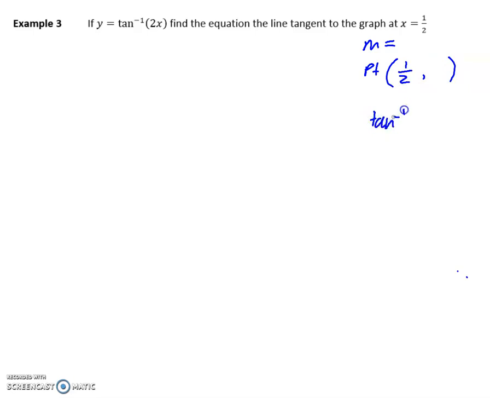So this is asking for the tan inverse of 1/2 times 2, which is really the tan inverse of 1. So when is tangent 1? The first place that tangent is 1 is at pi over 4. So that's what I'm going to use. Okay.